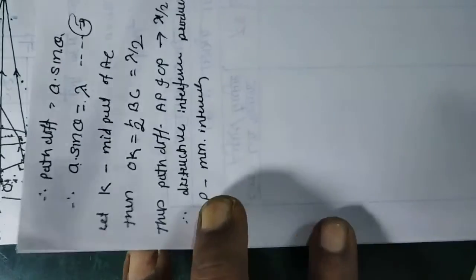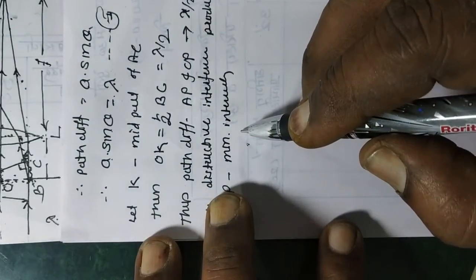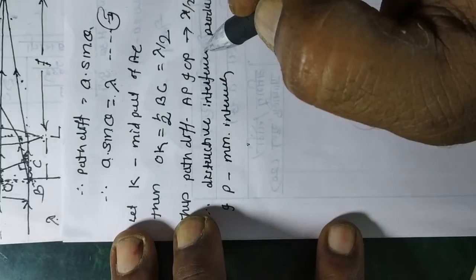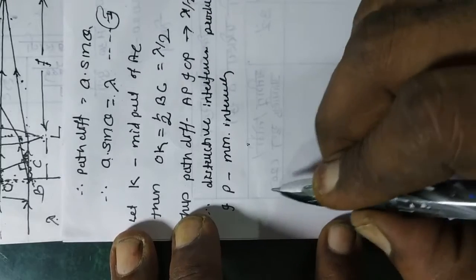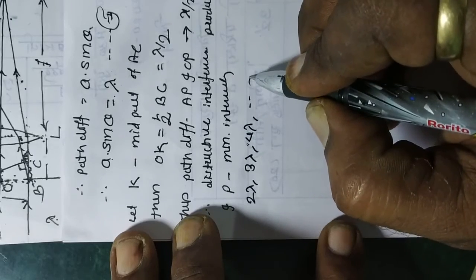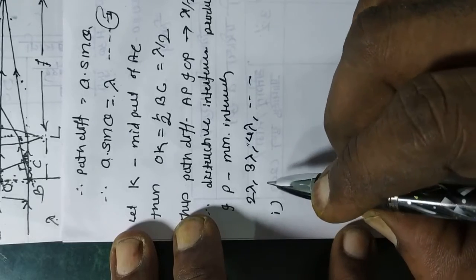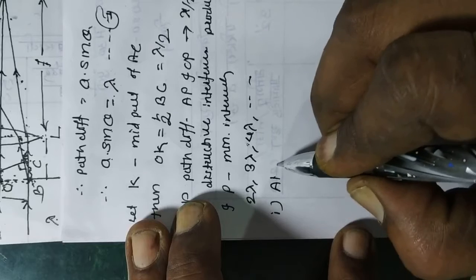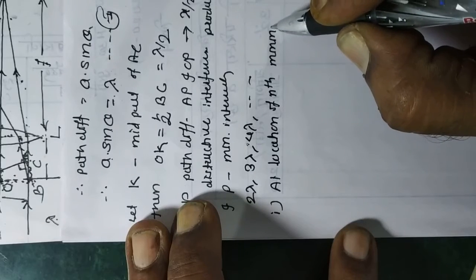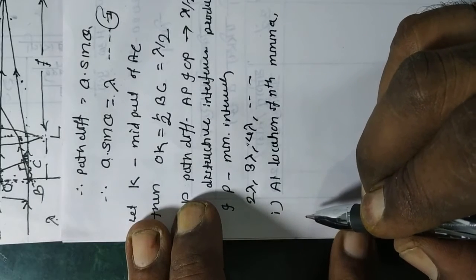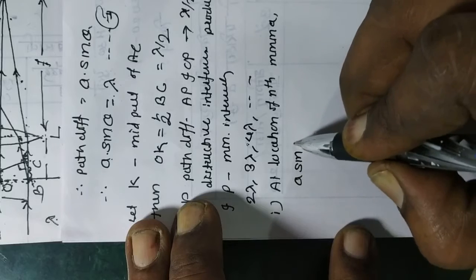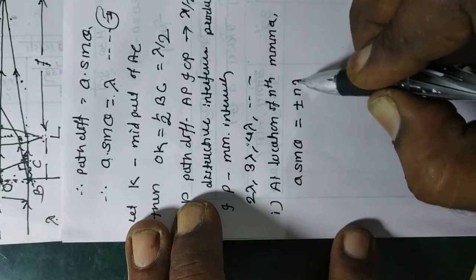This discussion can be extended to points on the screen having path difference 2 lambda, 3 lambda, 4 lambda, and so on. Then at the location of the nth minima, the path difference between extreme rays, a sin theta, is equal to plus or minus n lambda.